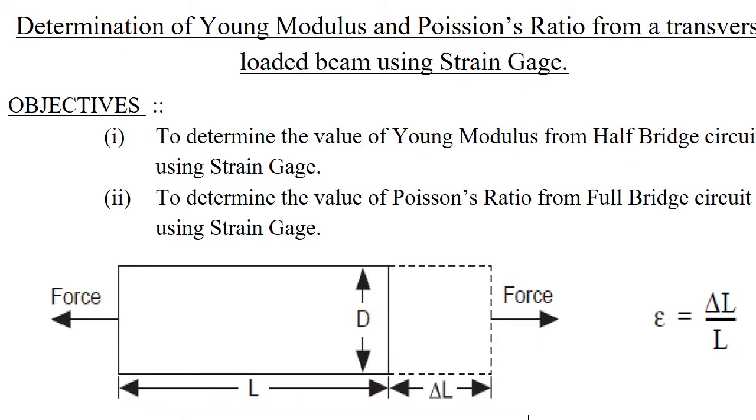The experiment here is to determine the Young's modulus and Poisson's ratio. Actually, the experimental setup is a 4-point bending beam model. That part we will discuss. So what are the objectives? First is to determine the value of Young's modulus, or modulus of elasticity, from a half bridge circuit. And the second one is to determine Poisson's ratio from a full bridge circuit.